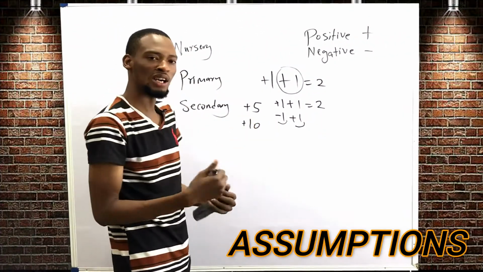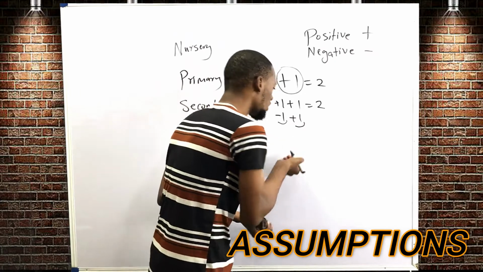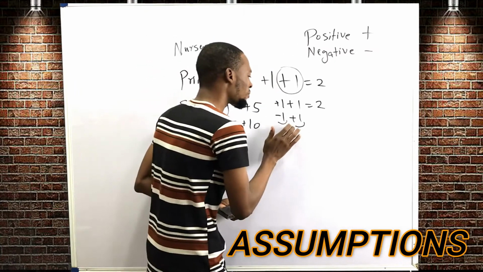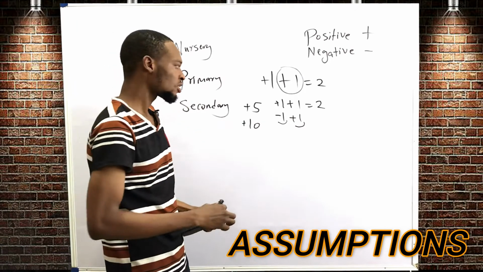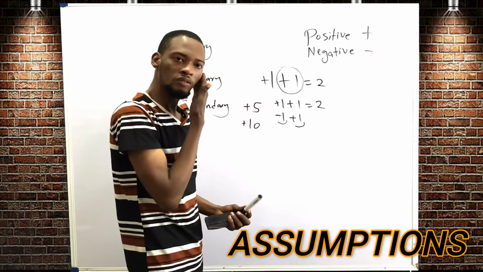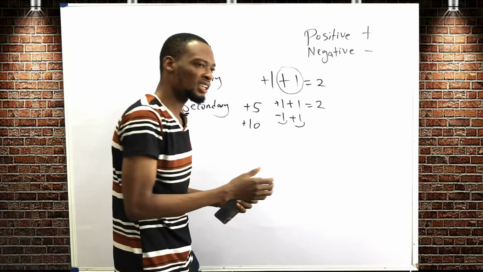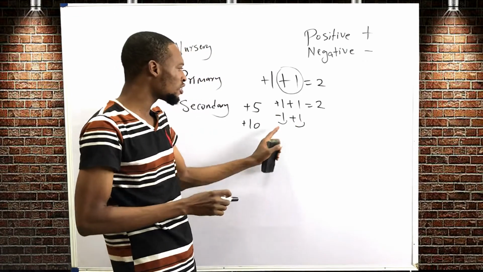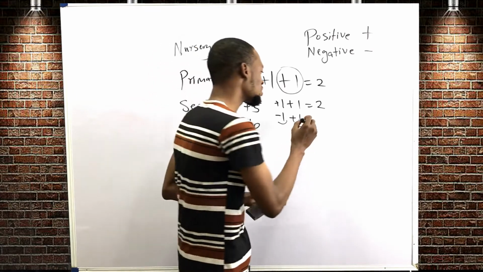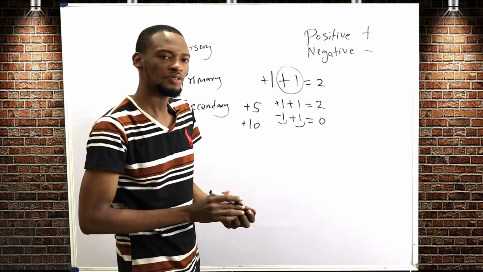So minus 1 means you are owing somebody 1. Now plus 1 means you have 1, you paid. So if you're owing somebody 1 and you pay 1, which is plus 1, what will remain? You will not have anything. So therefore, minus 1 plus 1 equals 0.